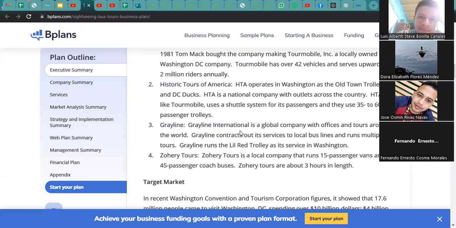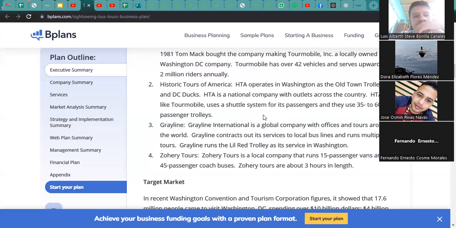The third one, Gray Line, let me see, it's a worldwide company. So that is bigger because they do this kind of business around the world. Imagine, that is interesting. And also they use a little red trolley. This is interesting because it's like slang. Little is like little. Little red trolley. But it's a way to say that in an American way, you know.